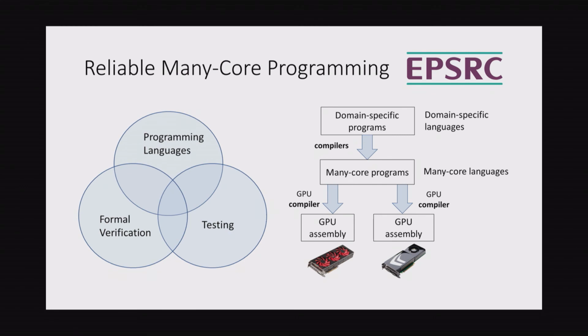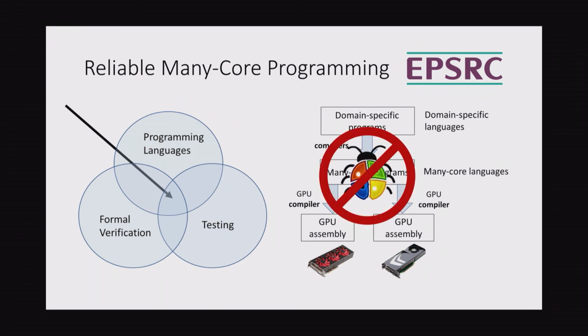So what I'm doing in my reliable many-core programming fellowship from the EPSRC is trying to take techniques at the intersection of programming languages, formal verification, and testing, and apply them all the way up this many-core stack, looking at improving programming language specifications to make them more precise, formally verifying critical components, and coming up with intensive testing for components that are hard to verify, with the mission of stamping out bugs to a very large extent across this stack.